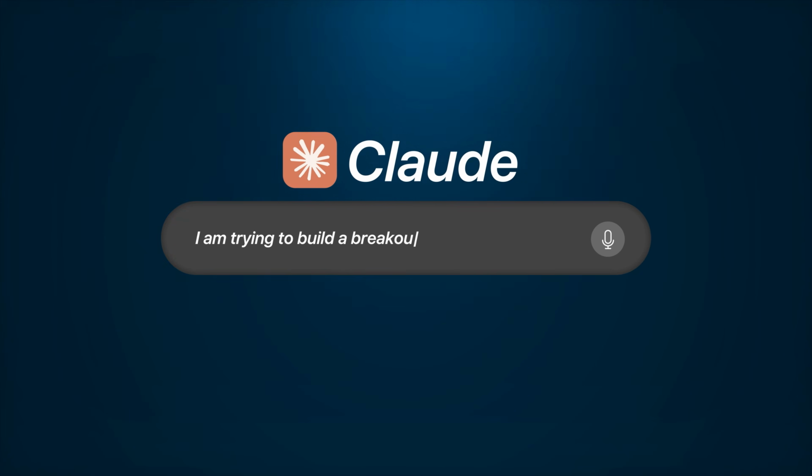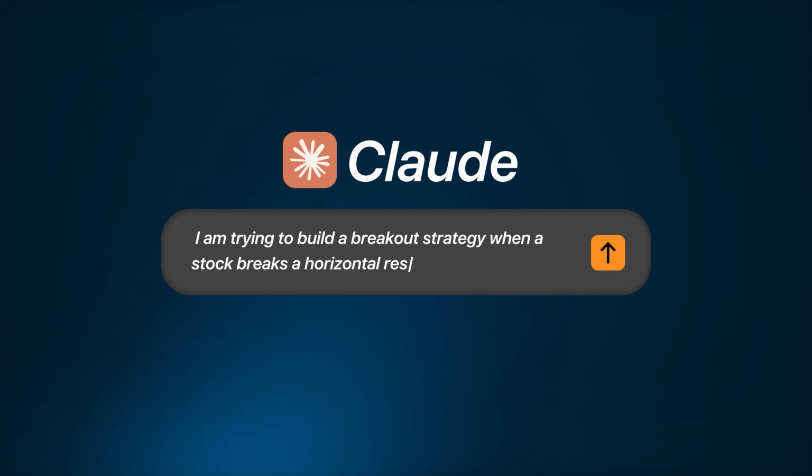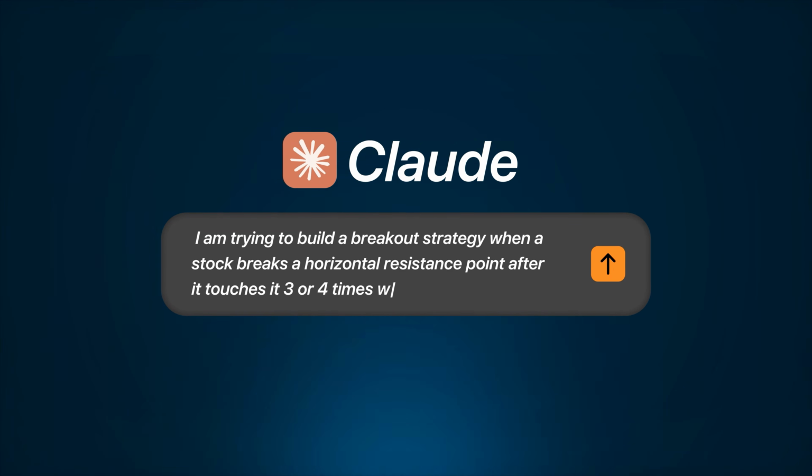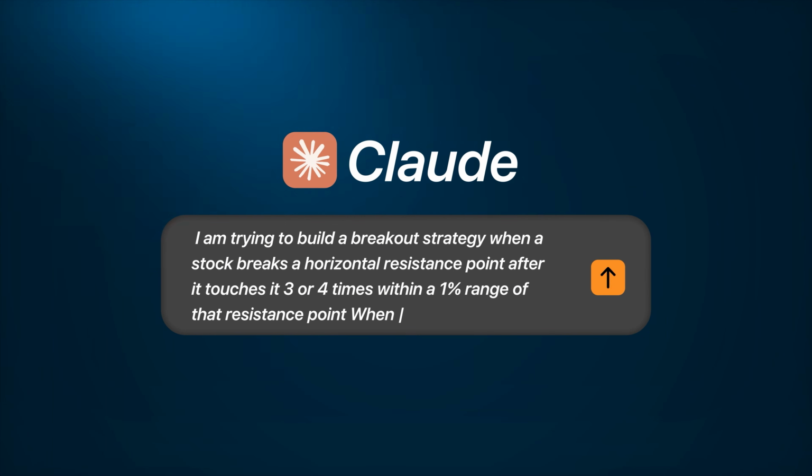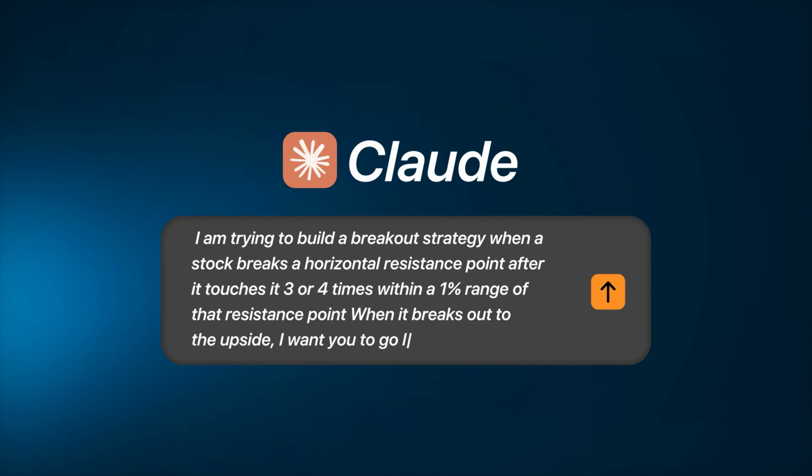Like, for example, Claude, I am trying to build a breakout strategy when a stock breaks a horizontal resistance point after it touches it 3 or 4 times within a 1% range of that resistance point. When it breaks out to the upside, I want you to go long. Okay, great. Now you gave it something and it's going to build the best strategy it can based off the best logic it can create with what you've given it.